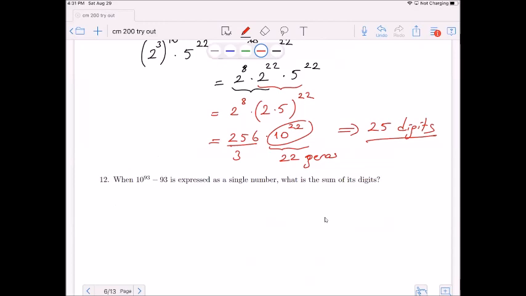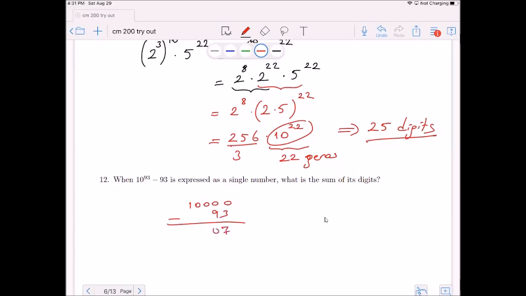10 to the power of 93. It's a very big number, right? 93 zeros at the end. But you can make it simple. If there are 4 or 5 zeros, if I subtract 93, what will happen? Let's see. Okay, not 93. I will look for the pattern here. You can try with 6 zeros or 9 zeros, etc. But I think 5 zeros is enough to see what will happen.